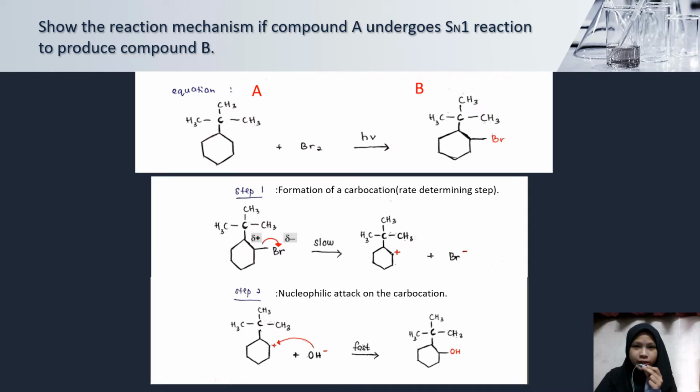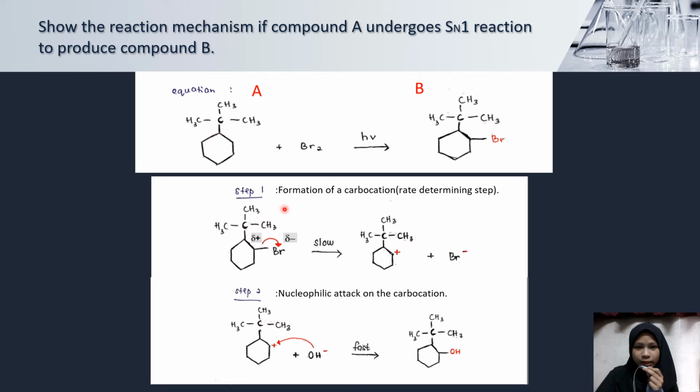Next, the question asks to show the reaction mechanism if compound A undergoes an SN1 reaction to produce compound B. So, we can see from the equation here, which is 1-tert-butyl cyclohexane reacts with bromine in the presence of light to produce 2-tert-butyl cyclohexanol.